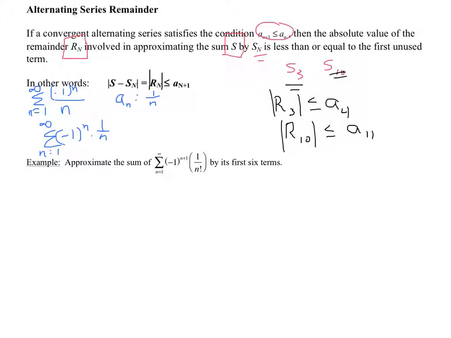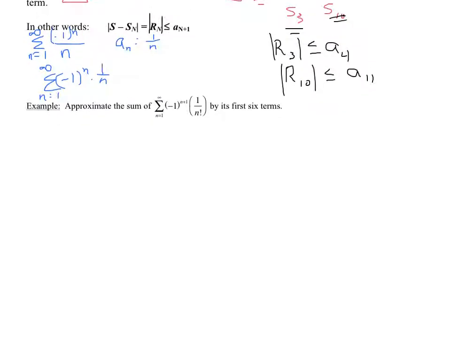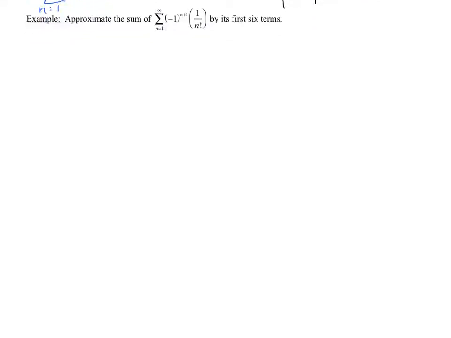Okay, so that's kind of what we're looking at, and hopefully it makes some sense, but it may take going through an example for it to sink in. So let's go ahead and look at our example. We're going to approximate the sum of the series from 1 to infinity of negative 1 to the n plus 1 times 1 over n factorial. And we're going to use the first 6 terms.